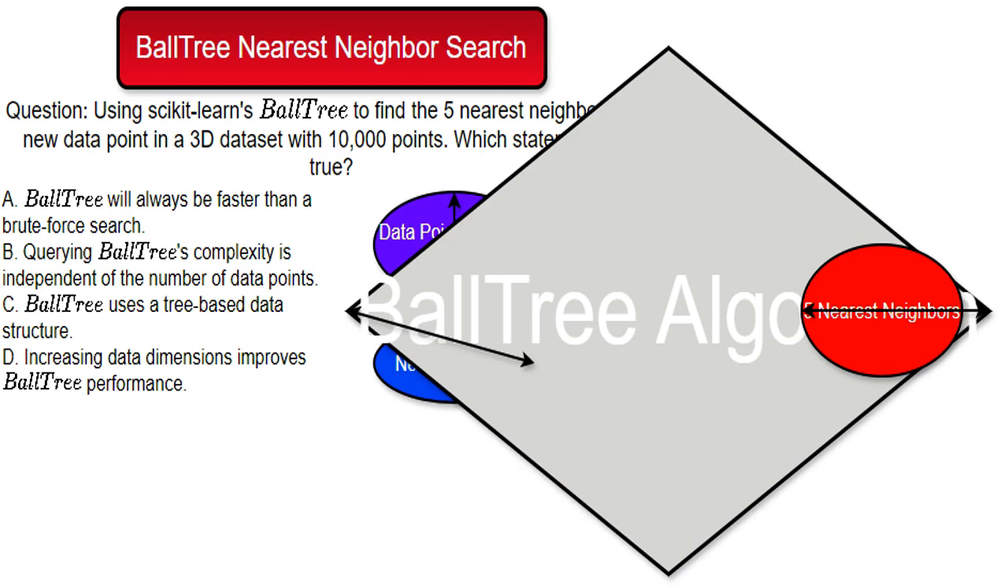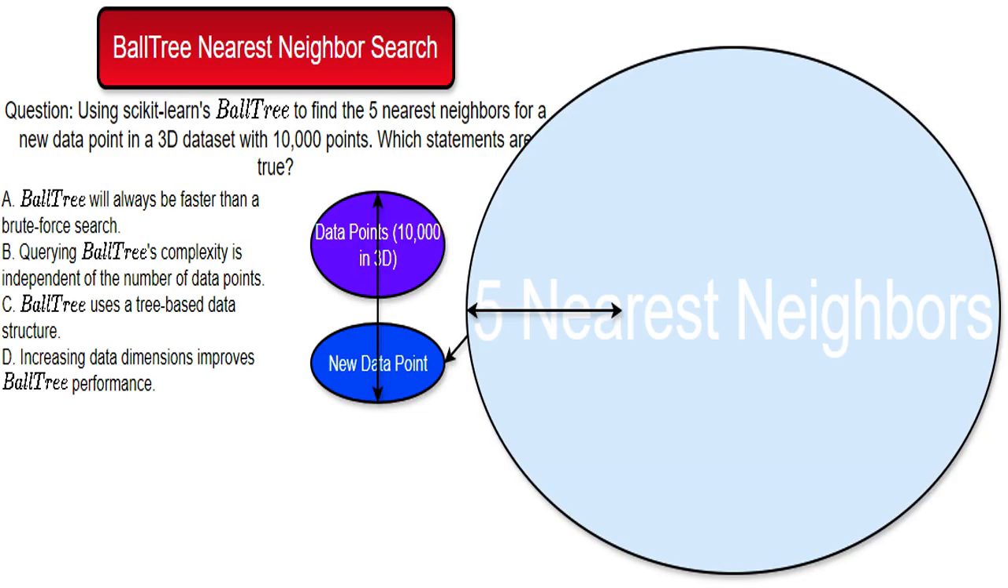This is the heart of the solution. The problem wants to find only the 5 closest neighbors. This is known as the k-nearest neighbors problem, where k is 5 in this case. The BallTree is particularly well suited to find the k-nearest neighbors efficiently.